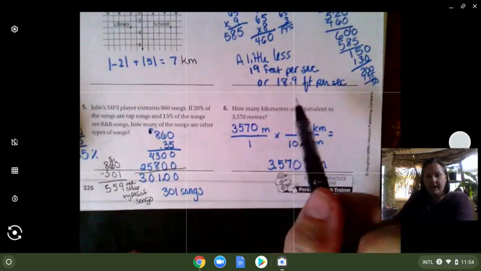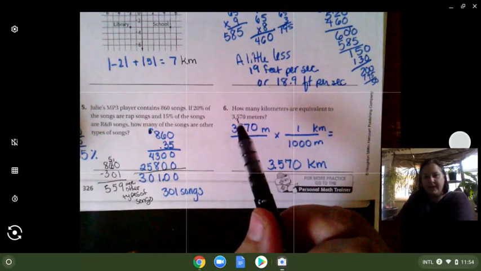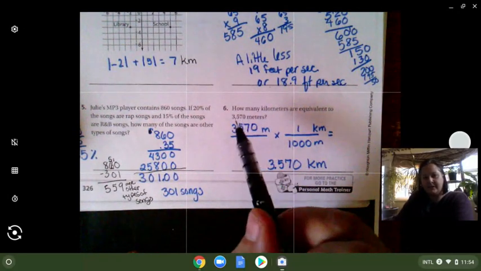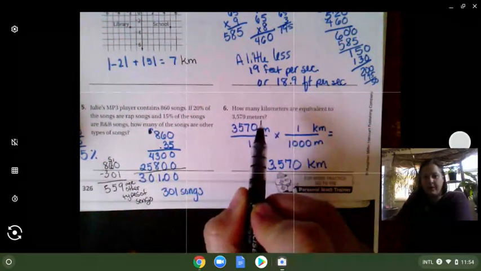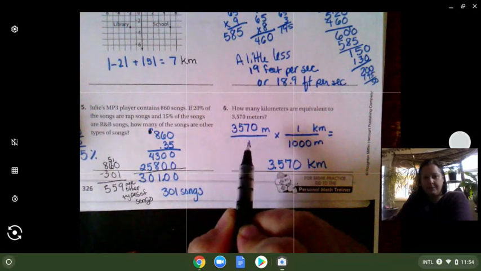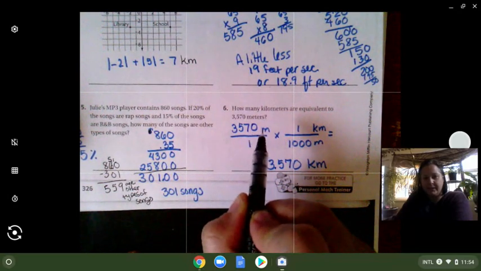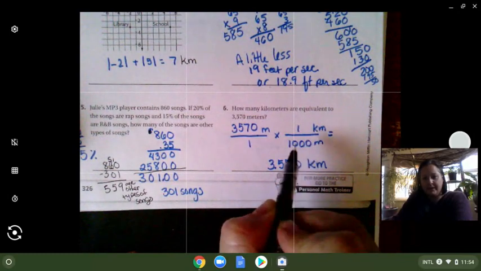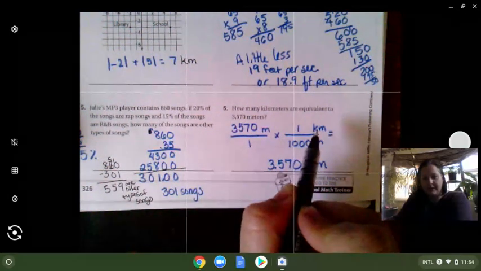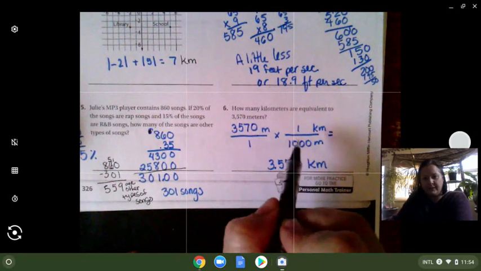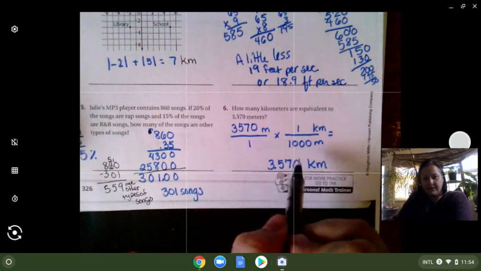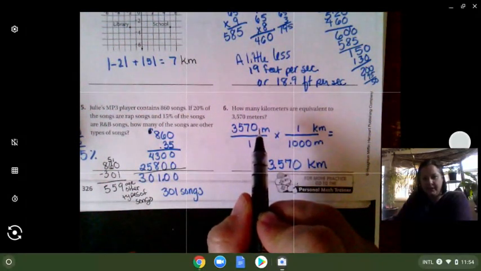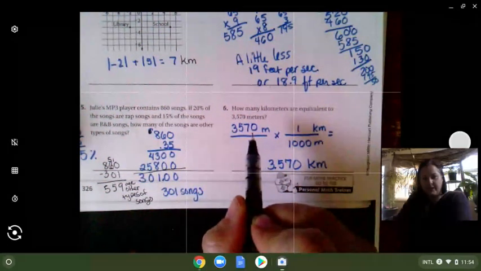All right, how many kilometers are equivalent to 3,570 meters? So this is where we take what we know and we write it on the top. This is what we've been practicing. Then we need to convert meters to kilometers. There is 1,000 meters in a kilometer. So we are going to be dividing by 1,000. So we are going to take this number and divide by 1,000. There's 3 zeros, so we're going to make it smaller by 3 decimal points.